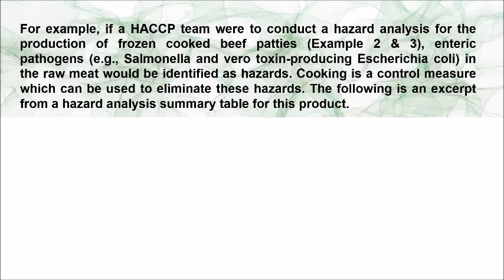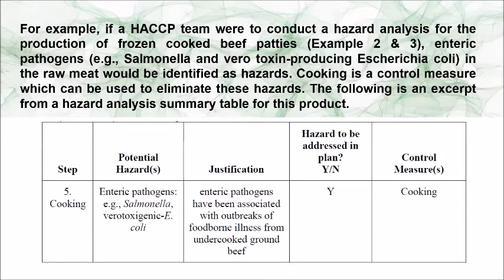And what kind of control measure is going to be exercised is cooking, right? So we know cooking is one very good control measure that can be adopted. If you see in this particular table, step 5, I have purposely put cooking there. So the hazard identified is Salmonella and E. coli, and the justification for why this is the hazard: it is known that these pathogens have been associated with outbreaks of foodborne illnesses from undercooked ground beef. If it is not cooked properly, they can lead to serious health issues for people who consume it.